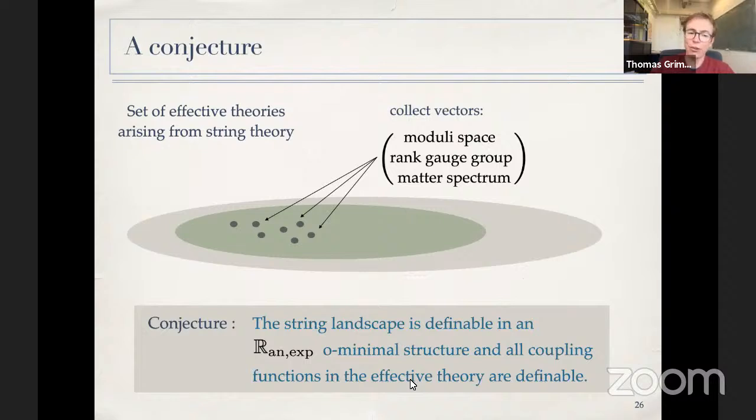And what we have proved in a paper which will appear in the near future is that this is at least true for the flux landscape of type IIB.